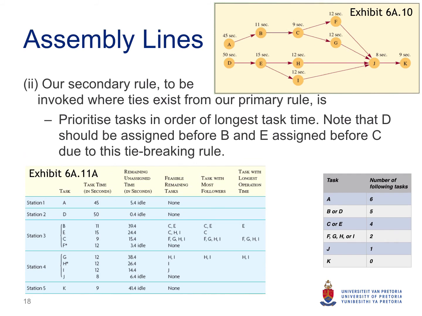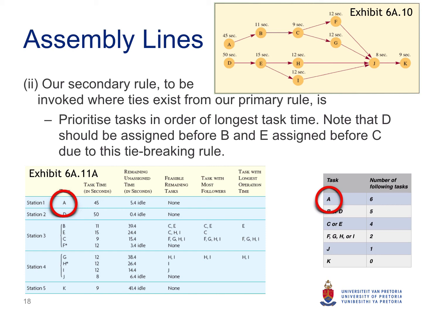The secondary rule chosen is to assign tasks in the order of their task times, from most to least. So let us associate tasks to workstations. First, we start with task A, which has the greatest number of follower tasks. See our table on the right. We allocate task A to workstation 1.